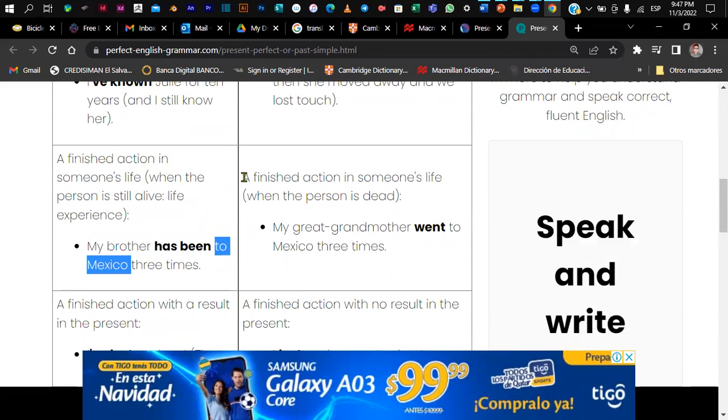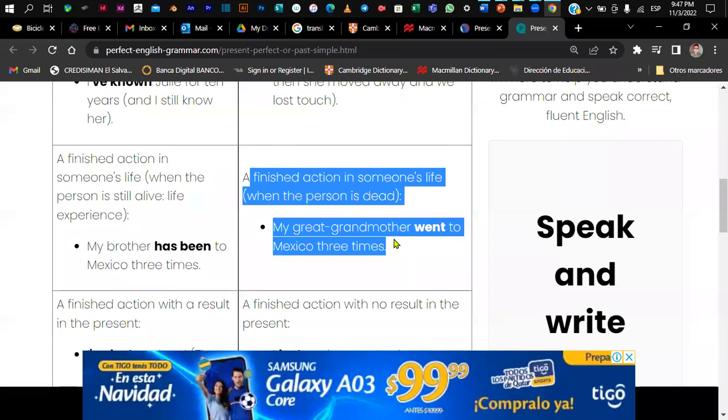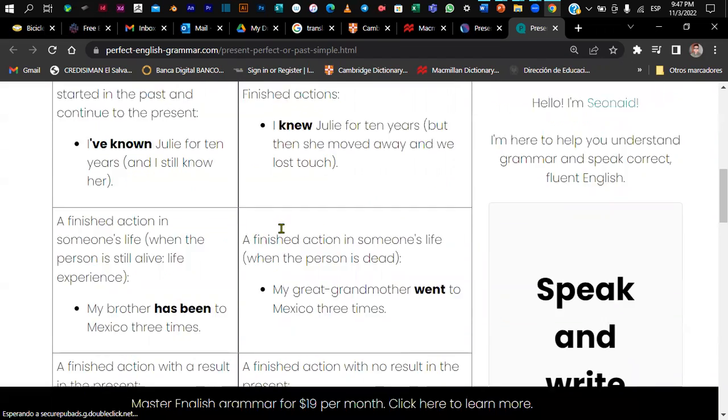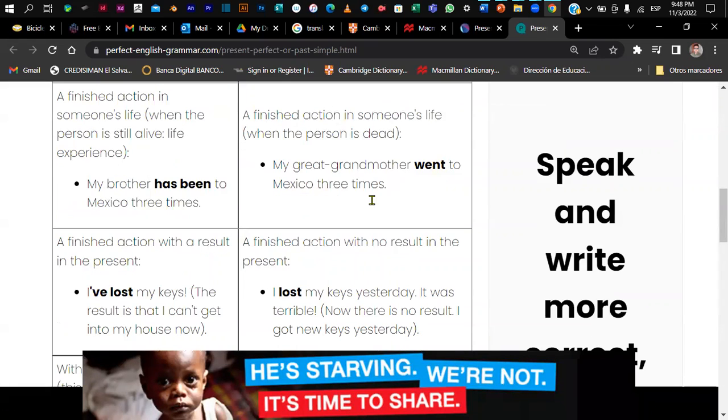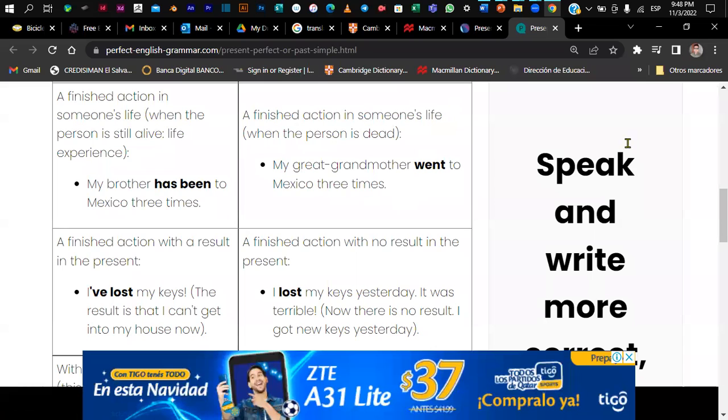And what is the difference between this and this? Past simple, a finished action. Someone's life. When the person is dead. Okay, that is the comparison. Ahí está la comparación. My great grandmother went to Mexico three times. Okay. Or not necessary, that is, she's dead. Tampoco es necesario que esté dead, right?